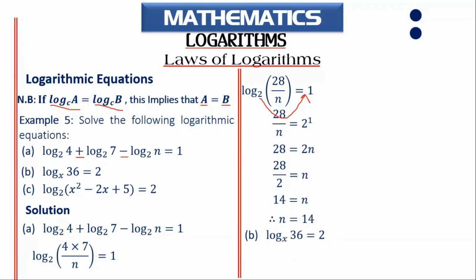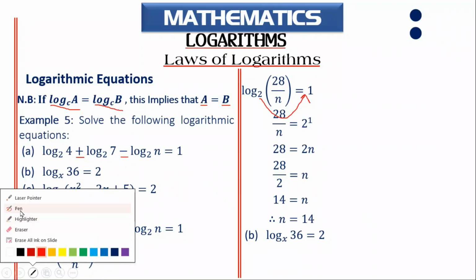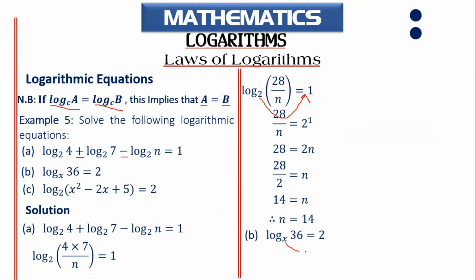Okay, now let's take a look at the second question here. For the second question, you have log 36 to the base x equals 2. We are applying the same law, meaning that log 36 to the base x equals 2. So that means our x, as seen there, is coming to this side to carry 2 as the power. So we're going to apply, as stated here, 36 equals x squared.